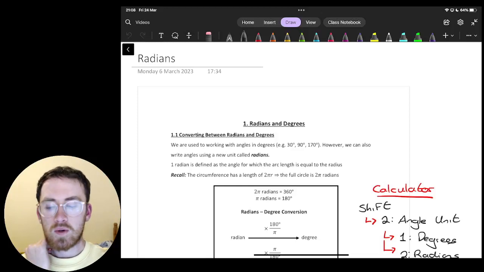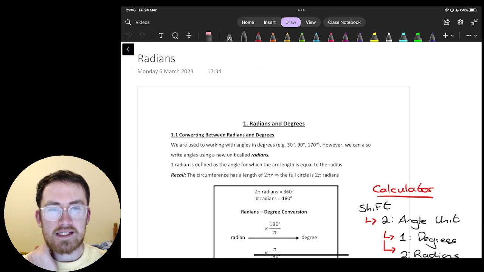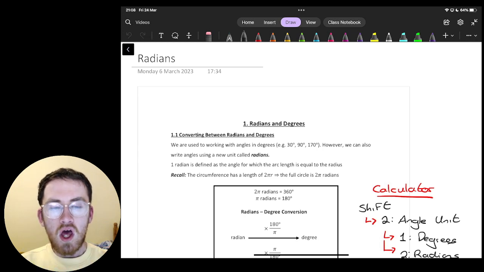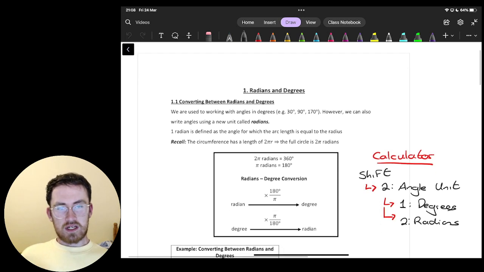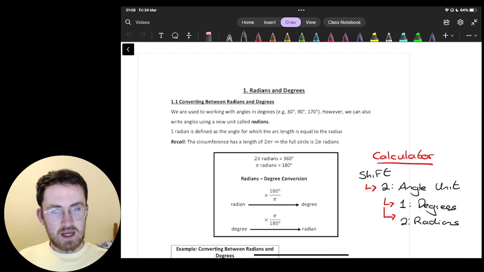Okay, so just going to do a quick one going over radians and degrees and converting between them. It was the first section in the book. We've looked at degrees, which I suppose is normally what you'd be used to working with, like 30 degrees, 90 degrees, 170, all of that, just examples there.